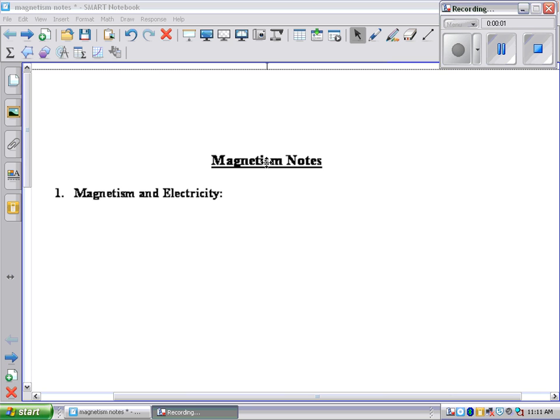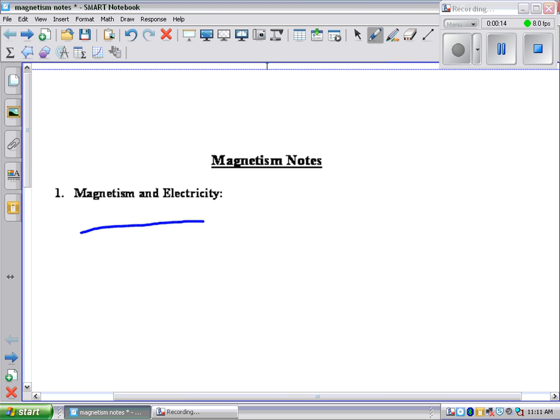We're going to start our magnetism unit, and we're going to notice that there's a lot of things that magnetism and electricity have in common. So we're going to make a T-chart to compare and contrast magnetism and electricity. So on the left side, we'll write magnetism. And on the right side, electricity.